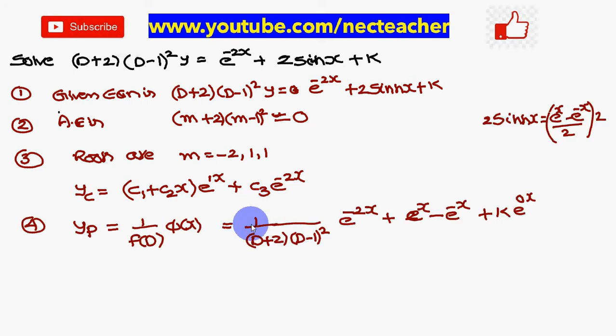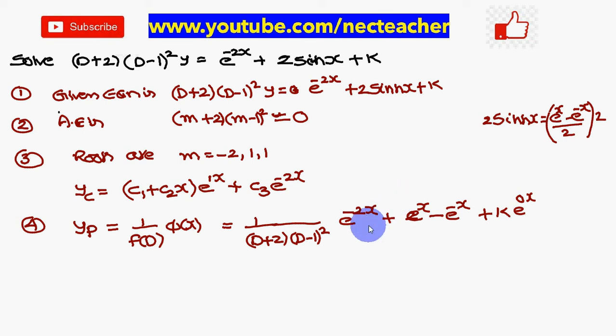Particular integral is 1 by [(D plus 2) into (D minus 1) whole square] into e power minus 2x plus 2 sinh x plus k. In place of 2 sinh x, how much can you write? 2 sinh x can be written as 2 into (e power x minus e power minus x) by 2. The 2 will get cancelled: e power x minus e power minus x. Again k can be written as k into e power 0x. Everything is e power x only.